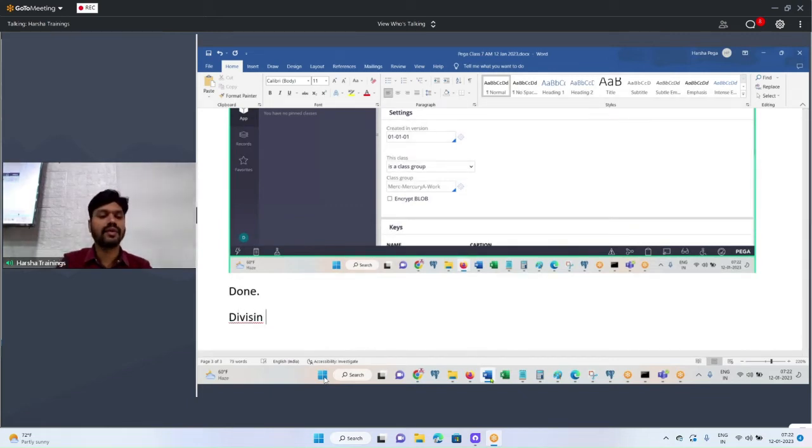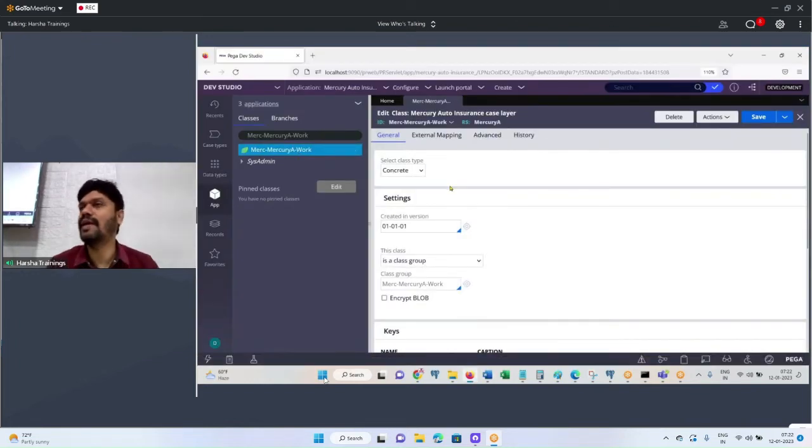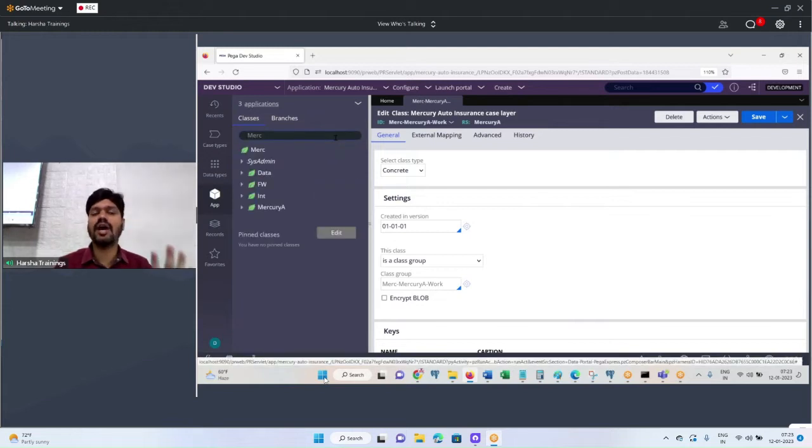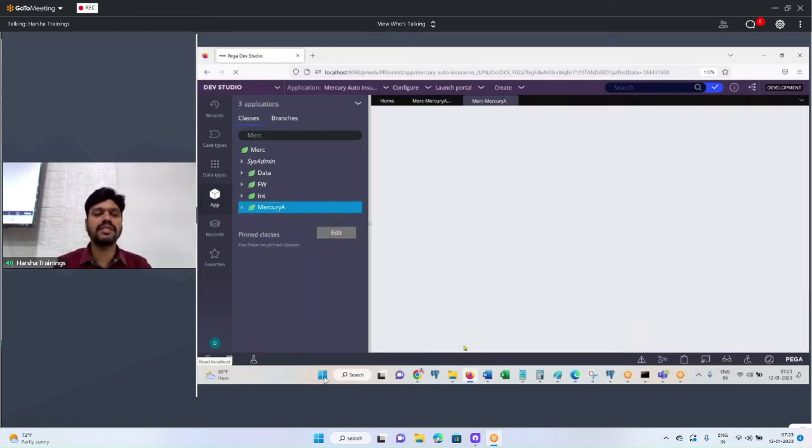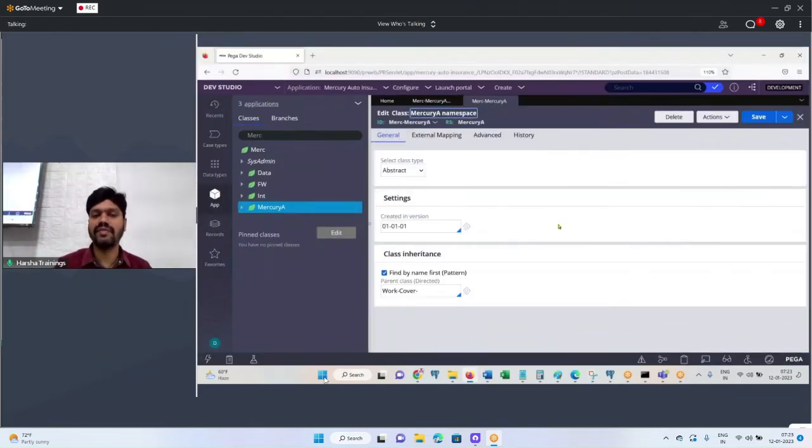Now what is the second one? Division class. Now you see here, I told you one point: label and ID. What is label and what is ID? Label is just for display purpose. ID is the actual name. Correct? See, if I backspace it, MERC, top level class. For this, MERC is the class name. You see Mercury A, middle level. It is a label, a display name, but the actual name is different. You see here, the actual name is this one. This is the actual name.